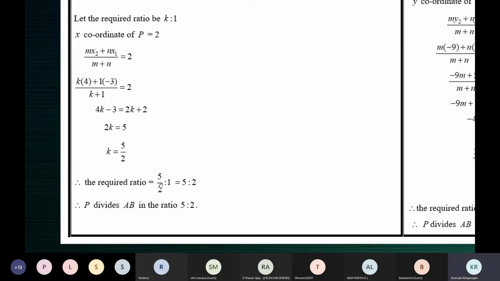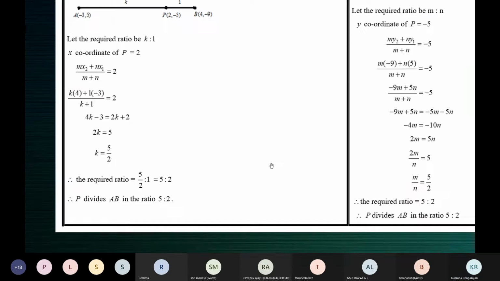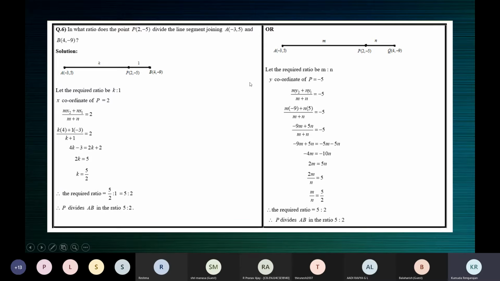We are just multiplying 5 by 2 by 2. The 2 and 2 will get cancelled, so 5, and 1 into 2 is 2. 5:2 is the ratio. You can do it using m:1 or k:1. Is that fine, children? Yes, ma'am.